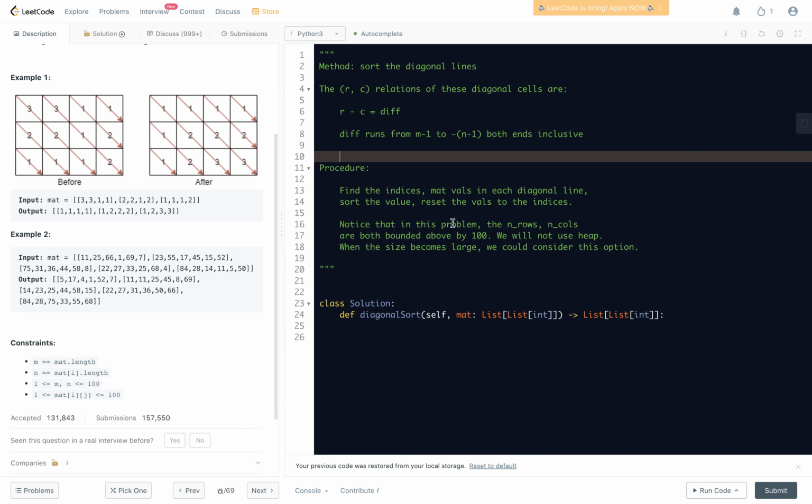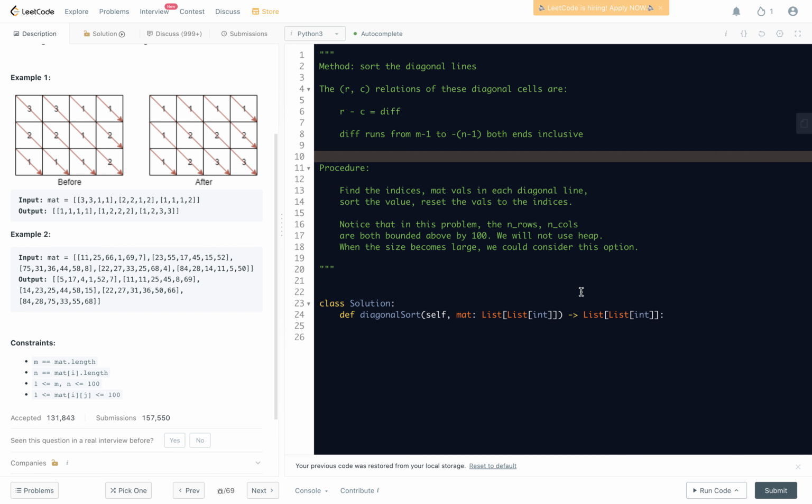Notice that in this problem, the number of rows and the number of columns are both bounded above by 100. So 100 is not a very large number, and we are not going to use a heap explicitly. When the size becomes large, we could consider this option.